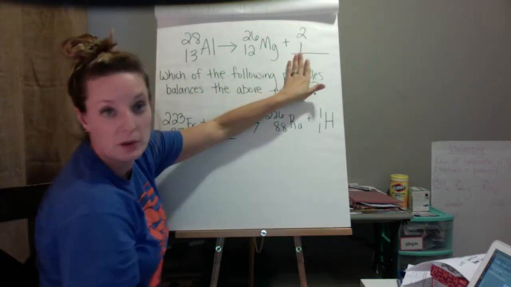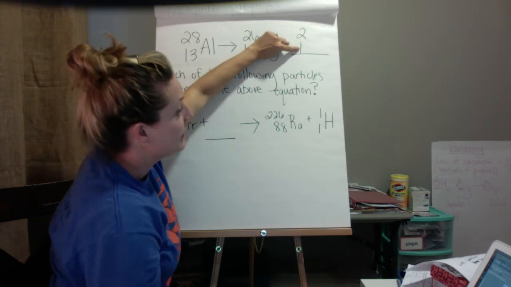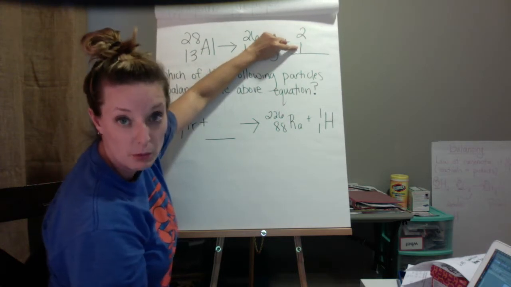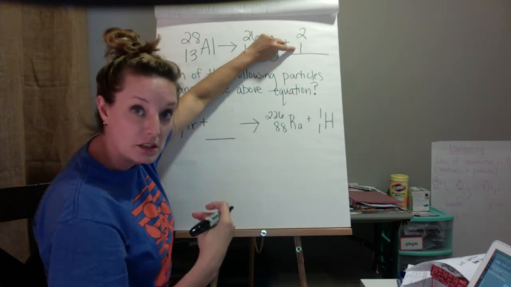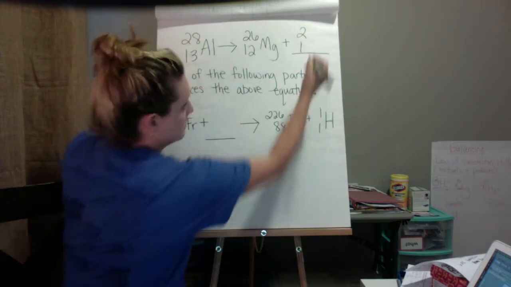Then I simply look on the periodic table. I find the element that matches this proton number. Remember, in an isotope, the number on the bottom is the atomic number, or the number of protons. So which element has one proton? Hydrogen.